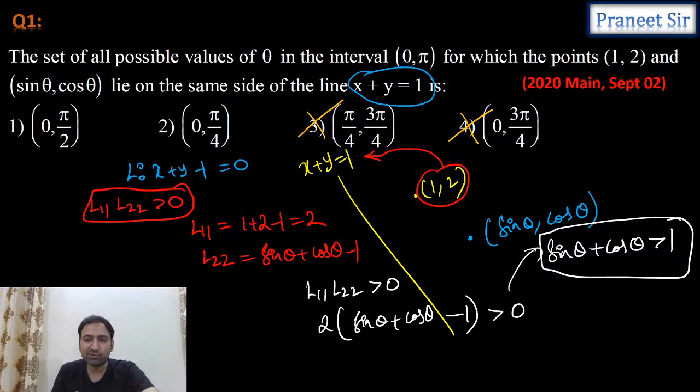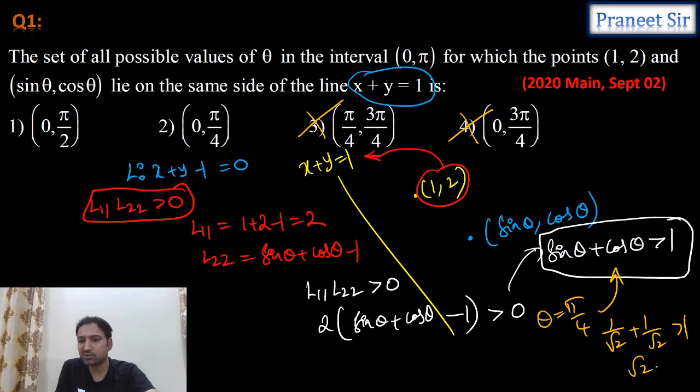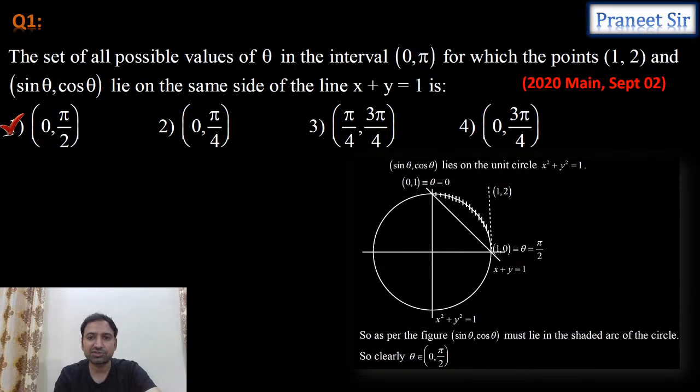Now substitute pi by 4. Suppose I substitute theta equal to pi by 4 here, is it satisfying or not? Let's check it. 1 by root 2 plus 1 by root 2 greater than 1. Is it satisfying? Root 2 greater than 1. Yes, it is satisfying. So pi by 4 should be part of the answer. Pi by 4 is not there in the second option, so can I say the first option is the answer? Guys, is it clear? So the first option should be the answer.